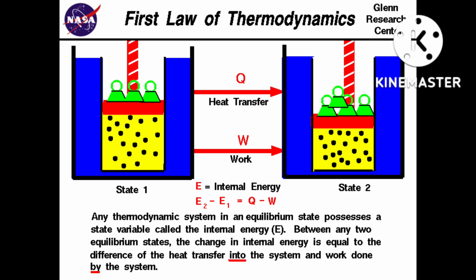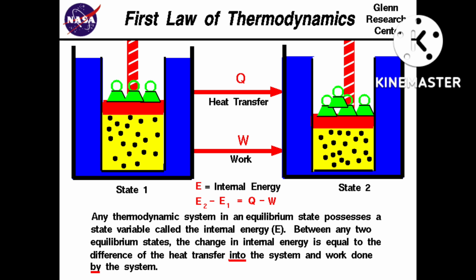If there is no transfer of energy as heat or as work, then it is the case of an isolated system. In an isolated system, what will happen? No transfer of matter, no transfer of energy. Mass and energy both can't be transferred. Then it is called an isolated system.